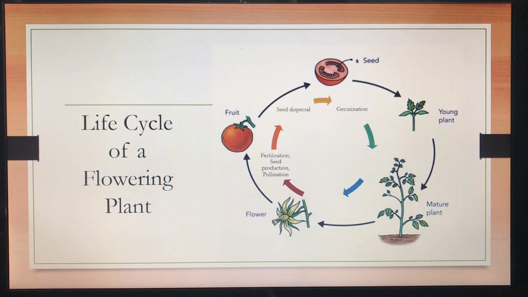Now, in conclusion, you can see this is the life cycle of a flowering plant. First off, the seed, seed dispersal. Fruit will be eaten by animal or human, and then the seed will be dispersed. Once the seed is dispersed, it will germinate. Once it germinates, it will produce a young plant, and as the plant grows, it will become a mature plant. Until it reaches its flowering state, it will produce flower, and we will see pollination, fertilization, and seed production happen. So that is all for Unit 3.